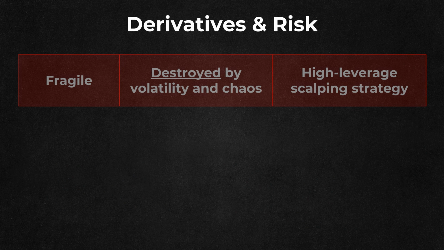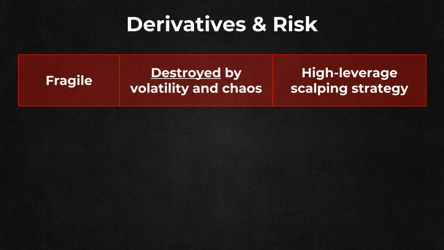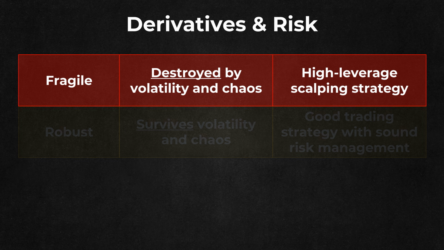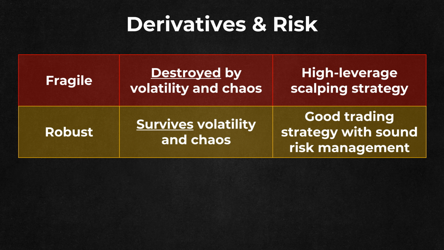Something fragile is something that is easily destroyed by volatility and chaos. The best example of this is a high-leverage scalping strategy in the middle of a volatile market. It is extremely fragile and susceptible to failure. Something robust is something that survives volatility and chaos. An example here is a good trading strategy with sound risk management principles that is able to survive in the long term despite market turbulence.